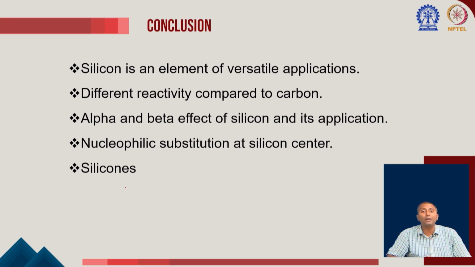So, in this particular part, I talked about the discovery of silicon, some of the important properties of silicon, the alpha effect and beta effect. I talked about the formation of the carbanion in the alpha position, and then the synthesis of different types of silicon compounds.